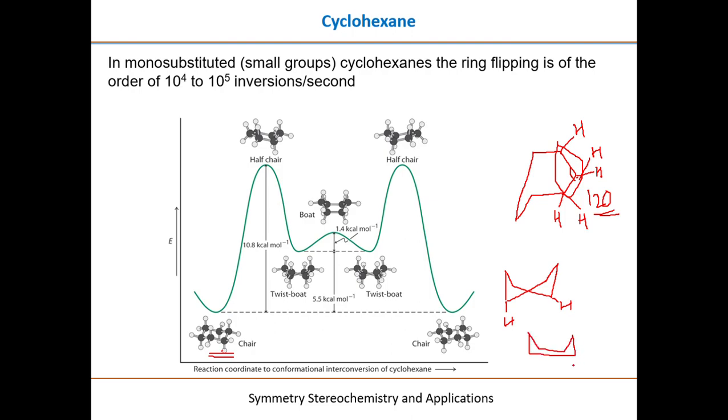Okay, this is a boat form. Here, because of flag-pole interaction, if you draw the Newman projection of this boat form, you will see the torsional strain, because it's an eclipsed form of cyclohexane. The chair is a staggered form. In the previous lecture, I have discussed this one.